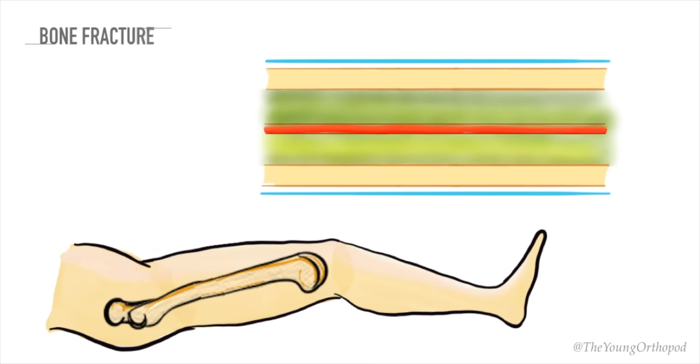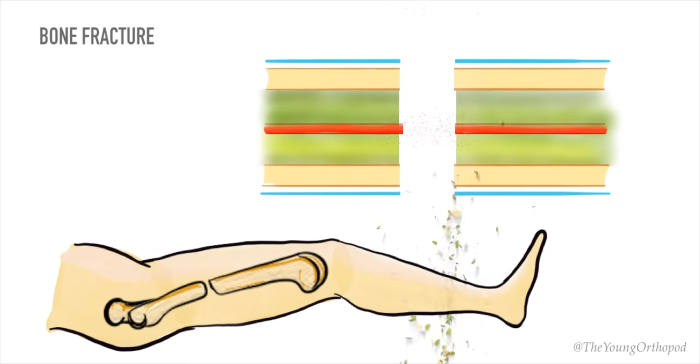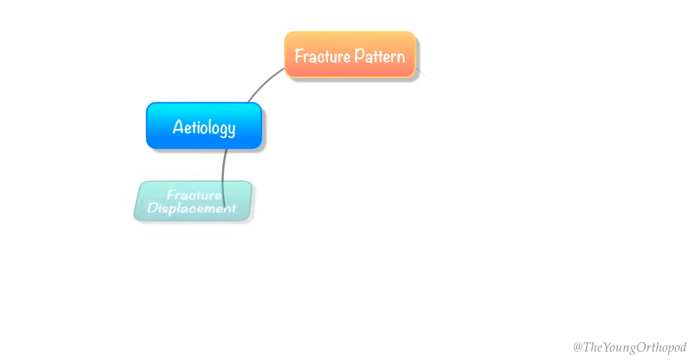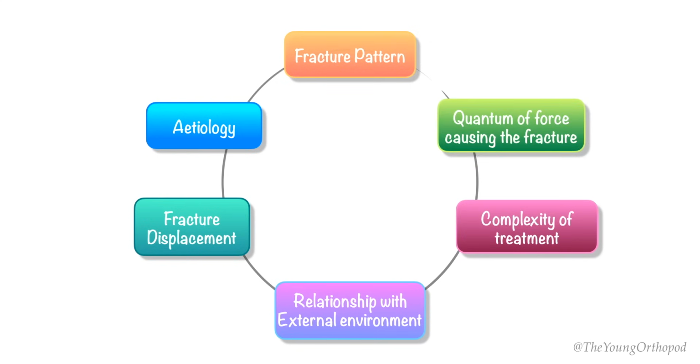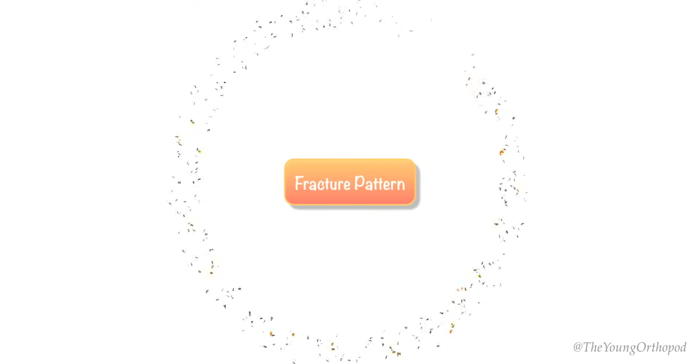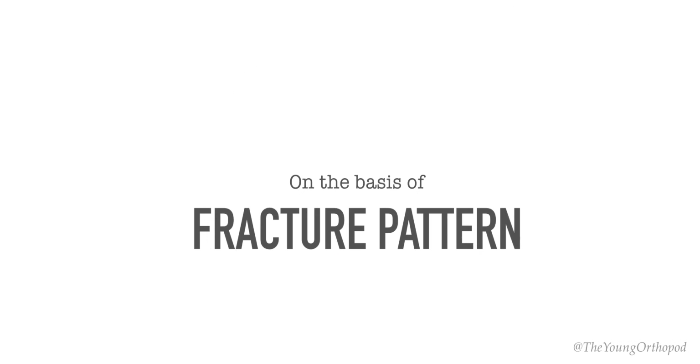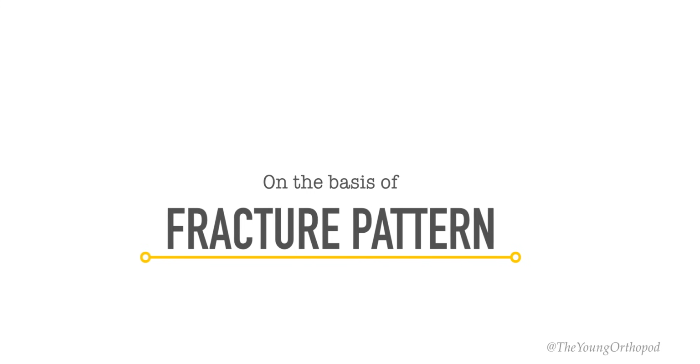A fracture is defined as a break in the continuity of the bone. It can be classified on the basis of pattern of fracture, etiology, the relationship of the fracture with external environment, and the displacement of the fracture fragments. The fracture pattern describes the type of fracture line.